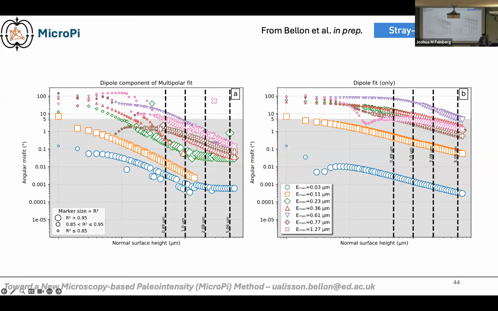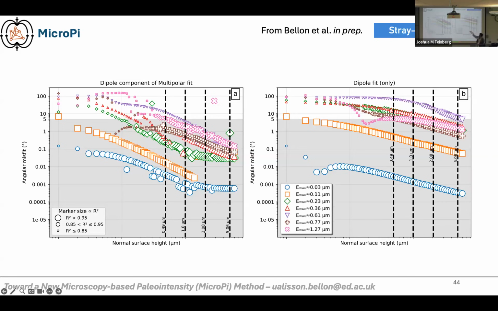And that's just an explanation for what you see in the spot right here. So we have particles with different maximum elongations, from 30 nanometers all the way to 1.2 microns. And you can see in the y-axis here the angular misfit between our predictions of the inversions of the magnetic moments and the actual value of that magnetic moment. In that figure over there, you're seeing just the dipolar component of the multipolar fit. And right here, you're seeing only using the dipolar component.